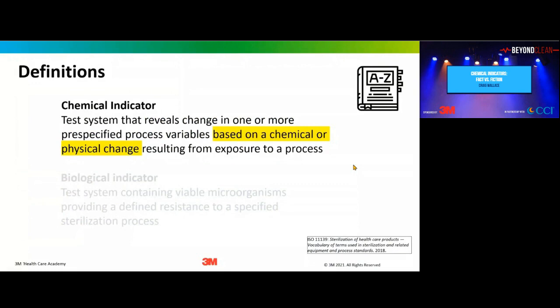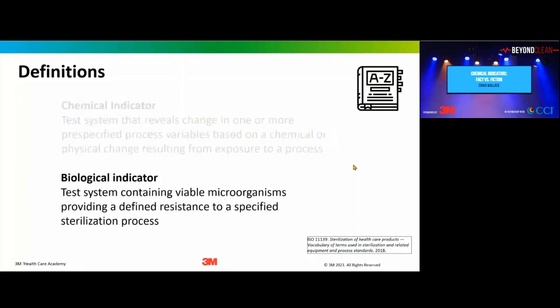If we go into the biological indicators, the operative terms here are they are a test system containing viable microorganisms. So biological indicators are the only system that actually tests the process's ability to kill organisms, which is the entire intent of why you're running things through the sterilizer.